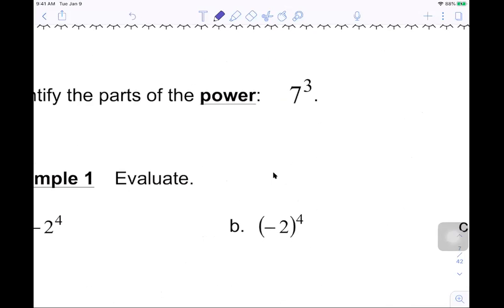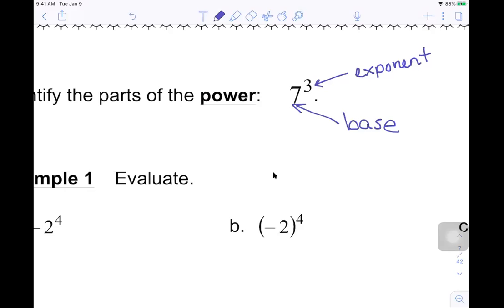But there are actually two parts to this power. There's the 3, and then there's the big 7. The big 7 is called the base. That's the big number that we're applying that 3 to. So the big number is the base. The little number at the top, that's called the exponent. But the whole thing together is actually called the power. So 7 cubed is a power. It has an exponent of 3.